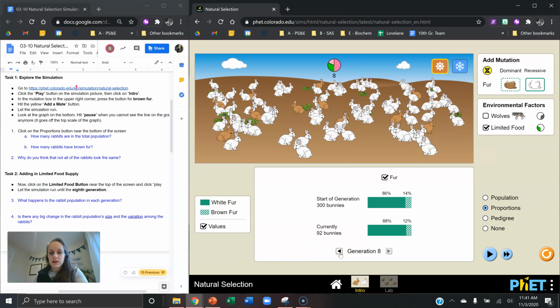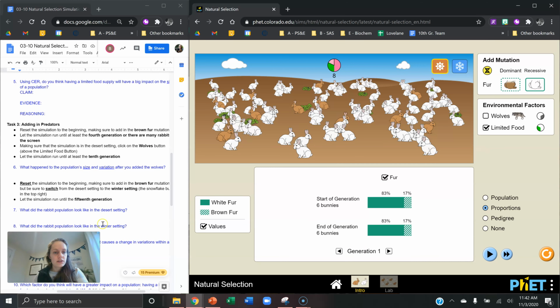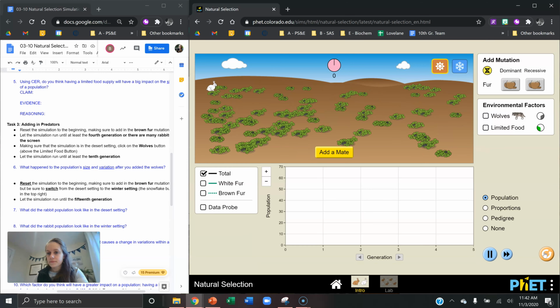Okay, so go back and pause at any point to see the different generations and then answer the questions for task 2. I'm going to move on to task number 3. So for task 3, we reset. We click on brown fur. We add a mate. We're going to start by just running it through the first 4 generations, just like we did before.